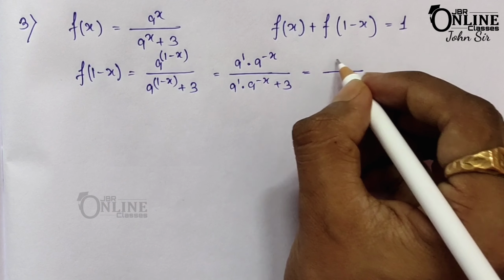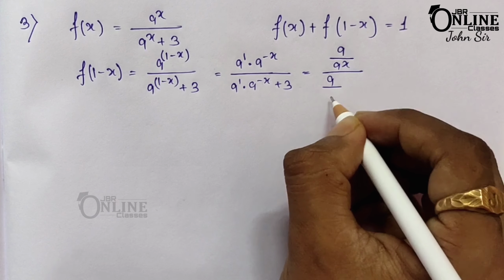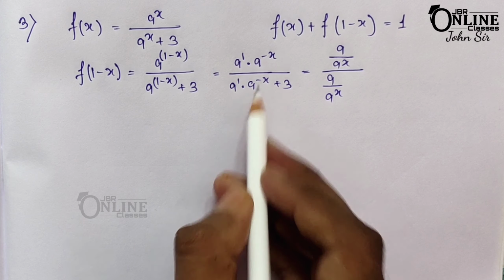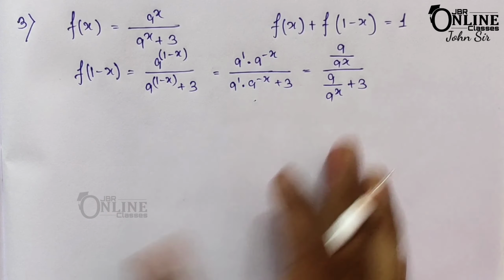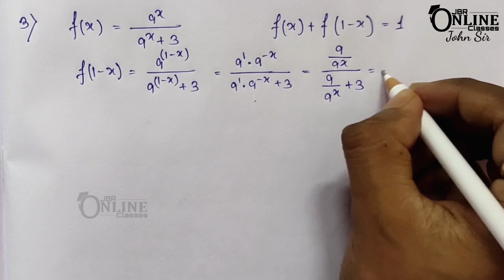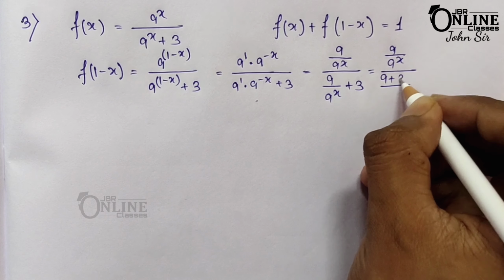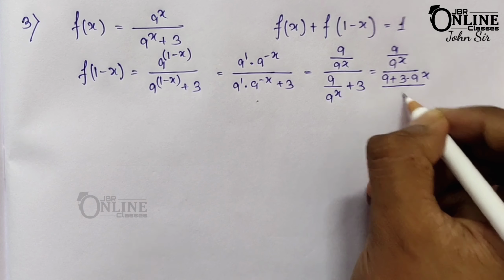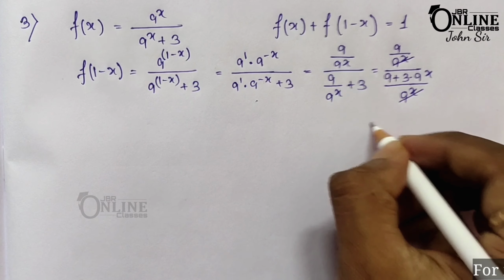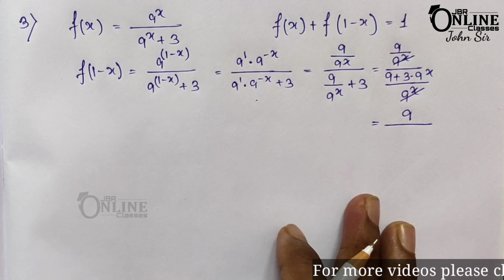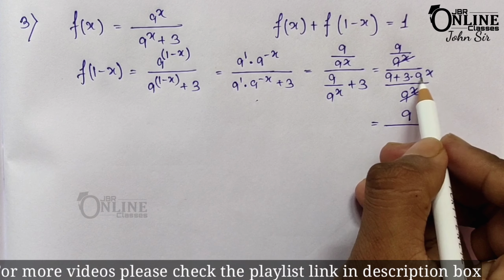Now here 9 to the power -x means 1 by 9^x. Here also, 9 times 1 by 9^x, so 9 by 9^x plus 3. Clear? So now the LCM will be 9^x. Here 9 plus 3 into 9^x by 9^x, then 9^x will cancel out. So the upper one will be only 9, and here 9 plus 3 times 9^x.